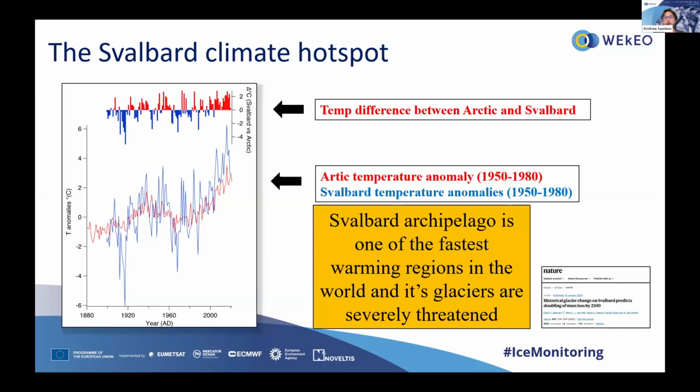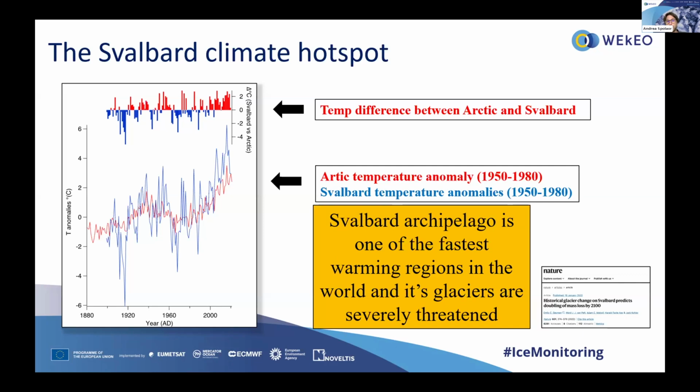So Svalbard is called a hotspot for climate change because it's changing much faster compared to the Arctic and also to the global average. It is one of the fastest warming regions in the world. And this rapid temperature increase affects the glaciers, all the glaciers that are present in the archipelago.